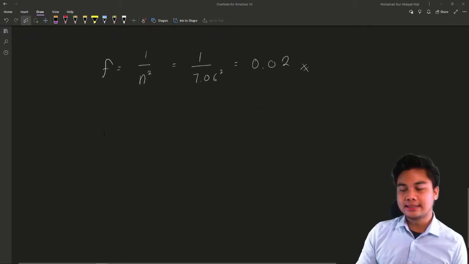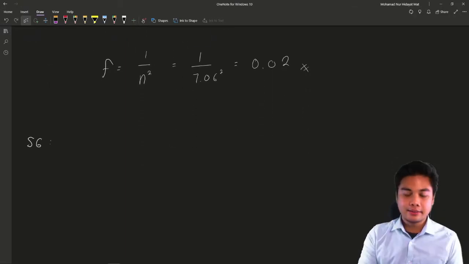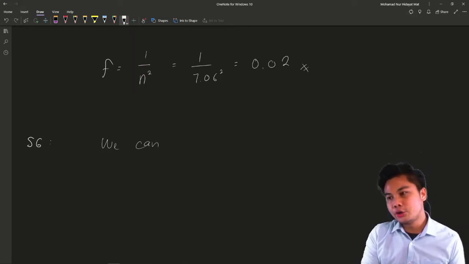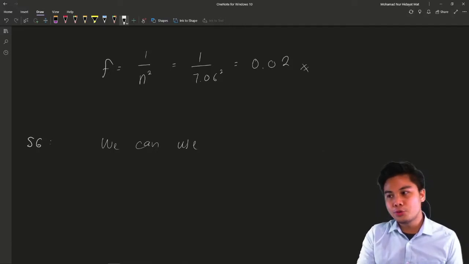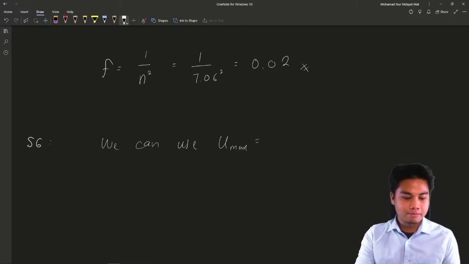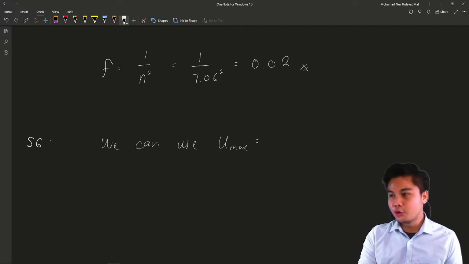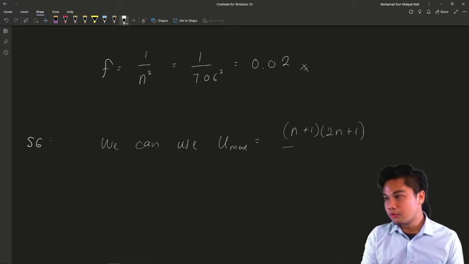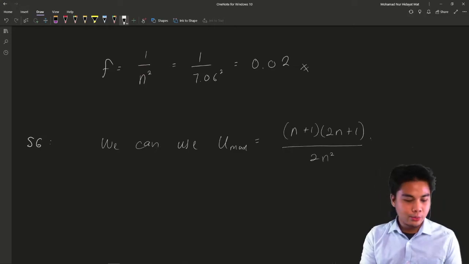So let's continue. This is step number 6. In order to get U max, we can use the correlation of U max with the power law, where n is the power. It is mentioned here that U max is equal to (n plus 1)(2n plus 1) over 2n squared, multiplied with the average velocity.